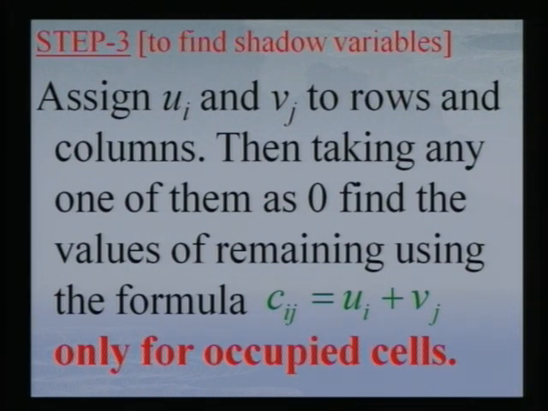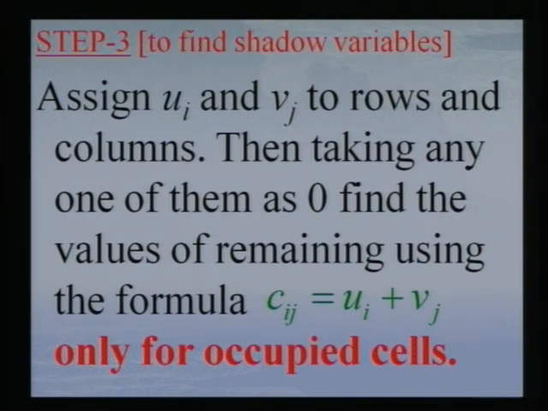The first step in the MODI method is to find shadow variables. Now this means we have to assign Ui's and Vj's to rows and columns, then taking any one of these Ui or Vj as 0 and find the values of the remaining using the formula Cij is equal to Ui plus Vj. As you know, Cij is the cost value from Oi to Dj. Oi means origin Oi and Dj means demand center Dj. And this we do only for occupied cells.